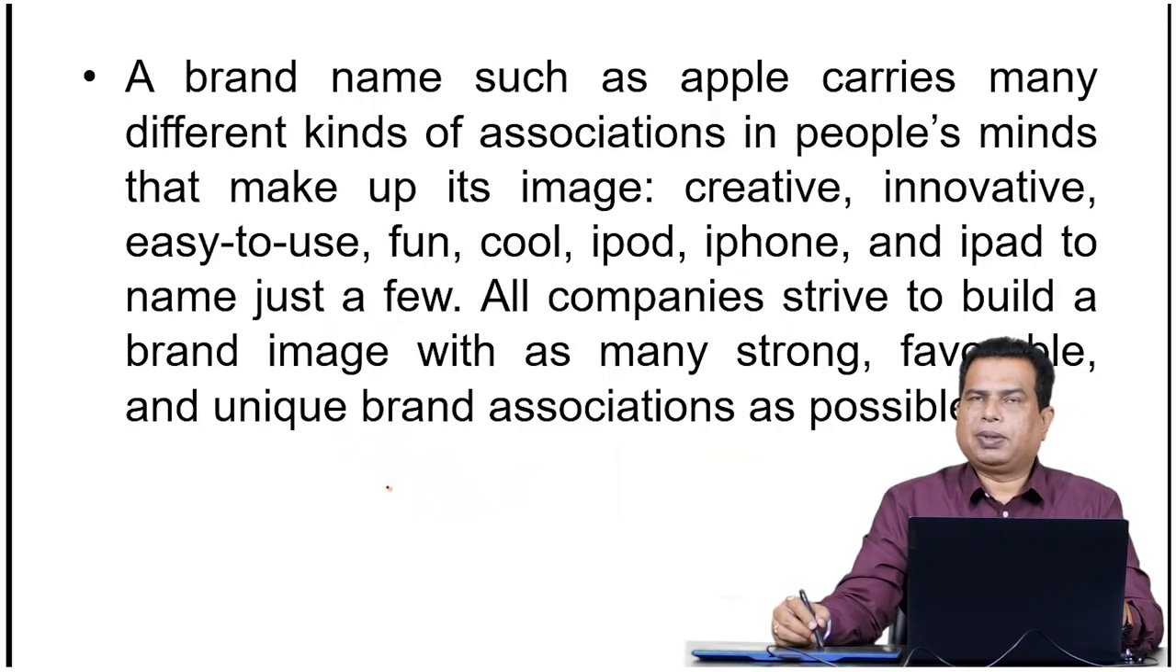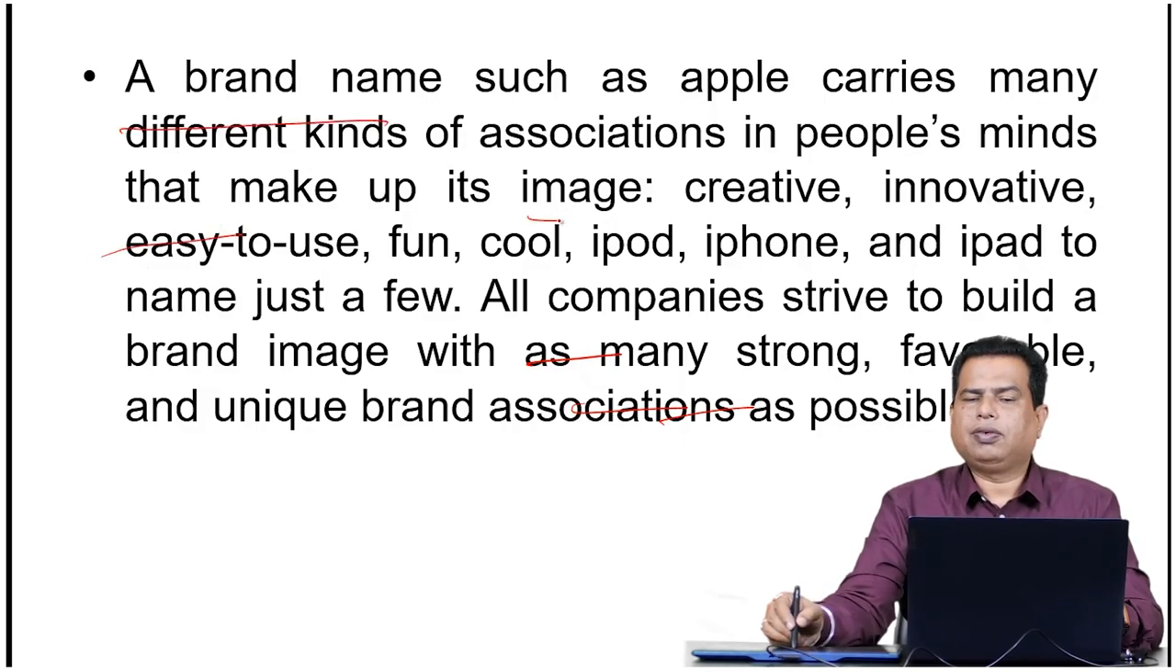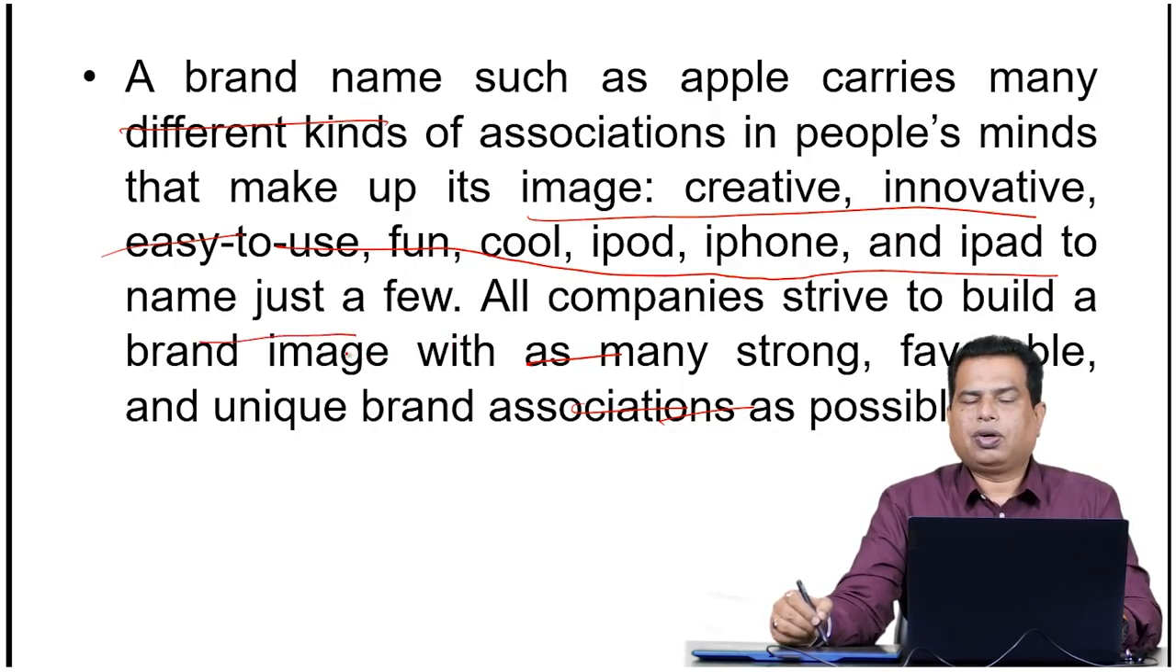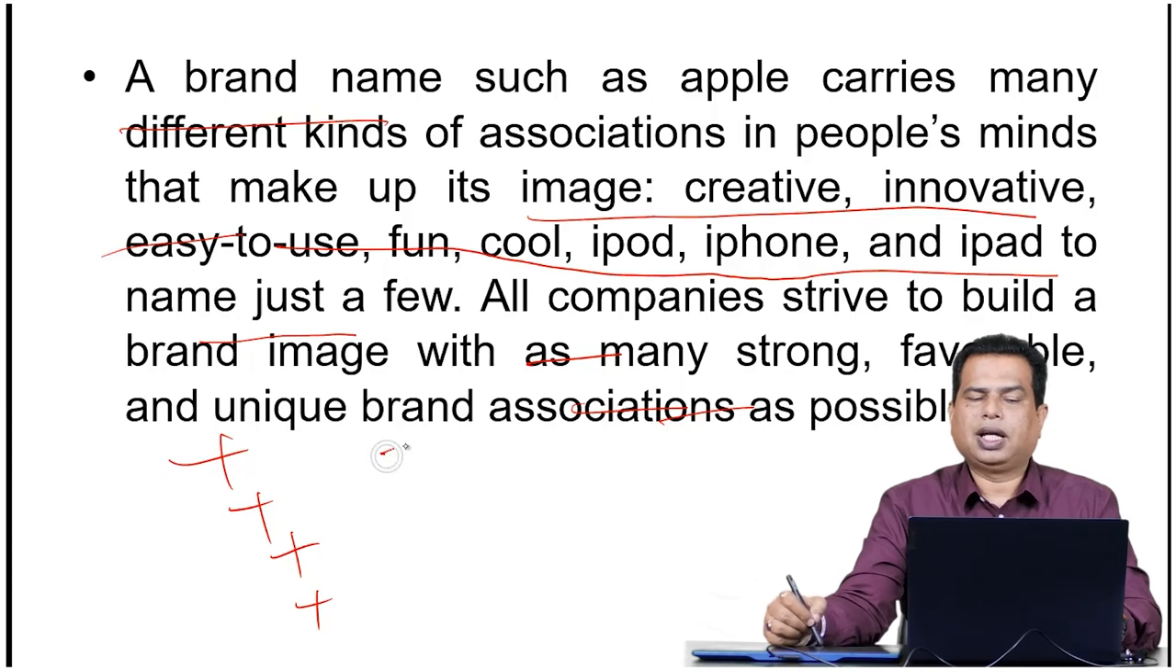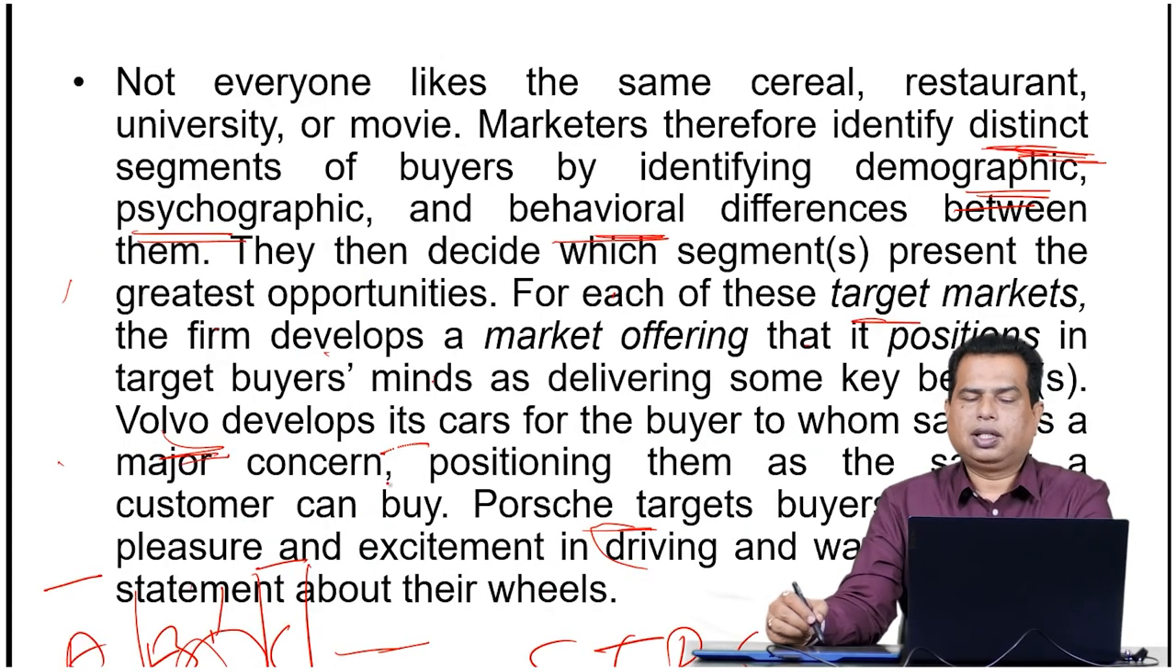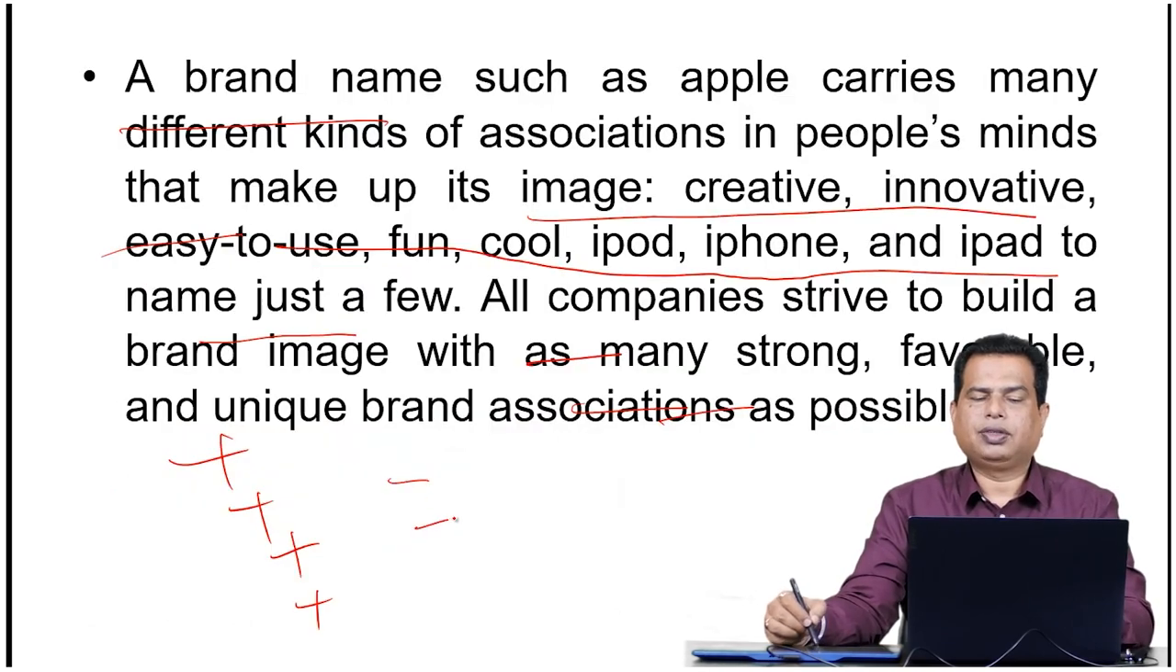So a brand name such as Apple carries many different kinds of associations in people's minds, that may make up its image: creative, innovative, easy to use, fun, cool, iPod, iPhone and iPad to name just a few. All companies strive to build a brand image with as many strong, favorable and unique brand associations as possible. So how many associations are you going to have? Favorable ones are the plus associated with your brand, and then there can be the minuses that are also associated with the brand, etc.